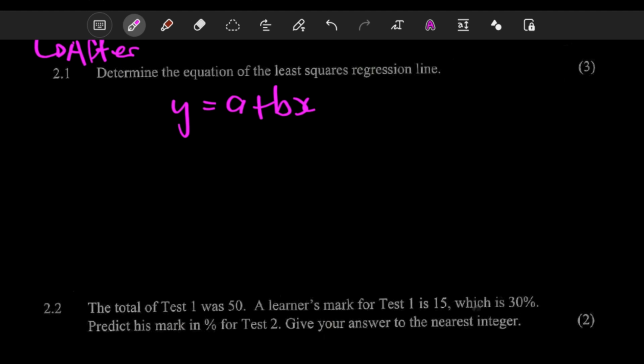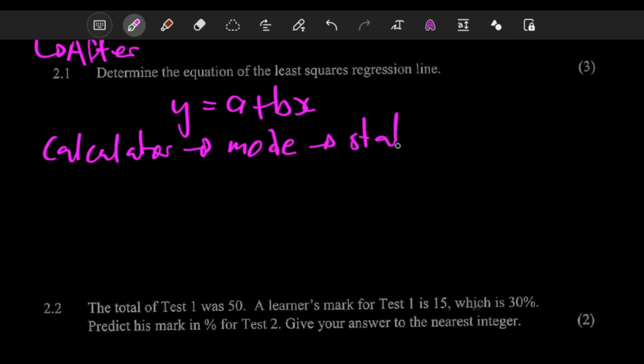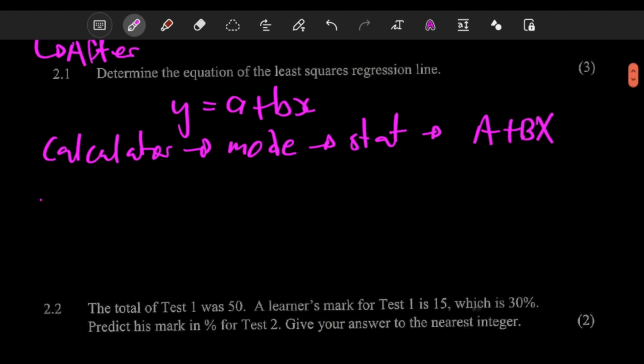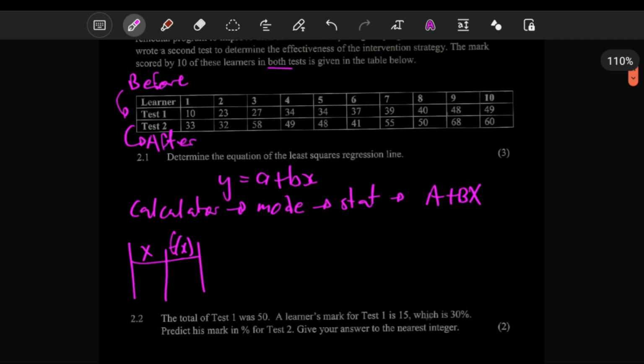You need to press mode and then stat, and then there's an option that has a plus b x in it. That option allows you to put in data in your calculator. The ones at the top, you can just make that x, and the ones at the bottom, you can just make that f of x. It doesn't matter.